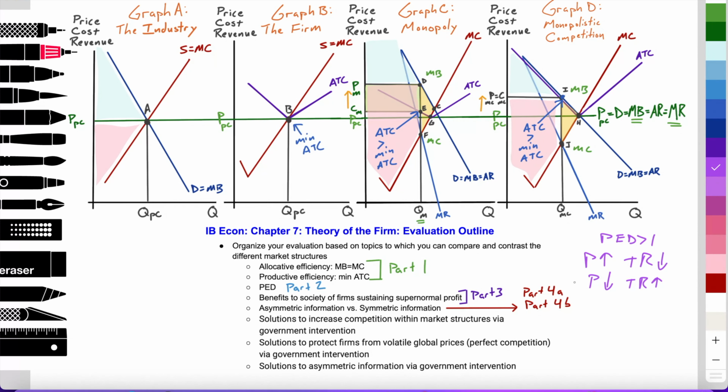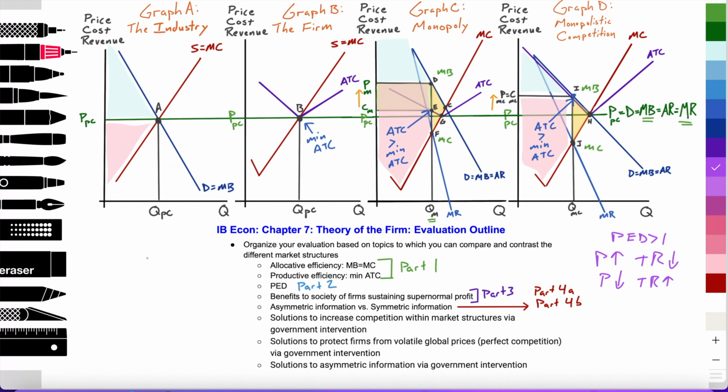So we're highlighting that in monopolistic competition and in perfect competition with the firm, there's the incentive to drive price down, to increase revenue, to become the cheaper alternative. Whereas for the monopoly, because PED is inelastic, there's a direct relationship between price and total revenue, and that creates the incentive for monopolies and oligopolies to raise price to gain more revenue.